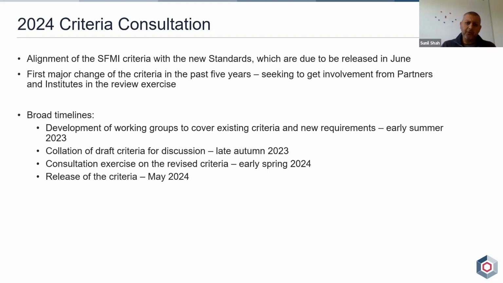So the program that we're really looking at doing is about having engagement from the partners, but also from the institutes, IWFM, RICS, ICS and IEMA as well, and also other bodies as well, to come and feed into that review exercise. And really the gatepost that we've got is kicking that off from today and then moving our way forward so that we've got the ability of being able to utilise that criteria in 2024.